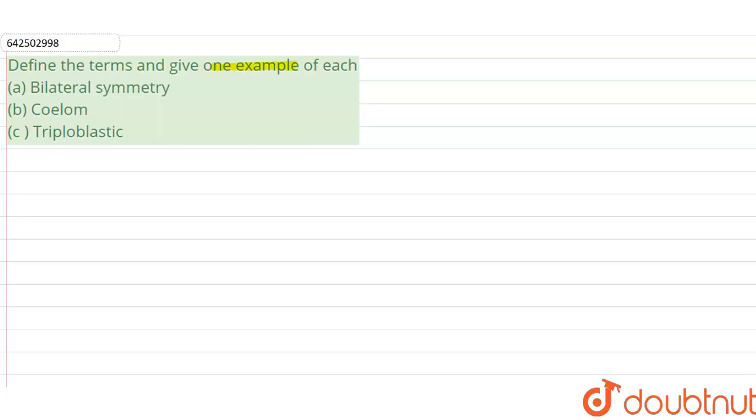In this question, we have been asked to define the given terms and give one example of each of these. Now, all of the three terms given to us here are related to our animal kingdom. Animal kingdom is a very big, highly diversified group in our living world, and that is why we have further divided these animals into many categories.